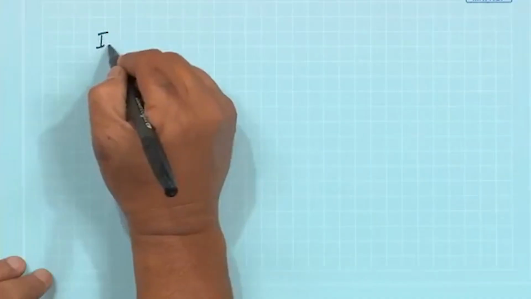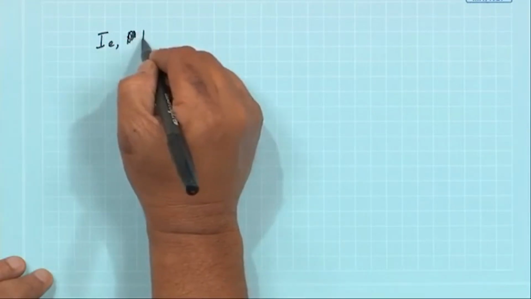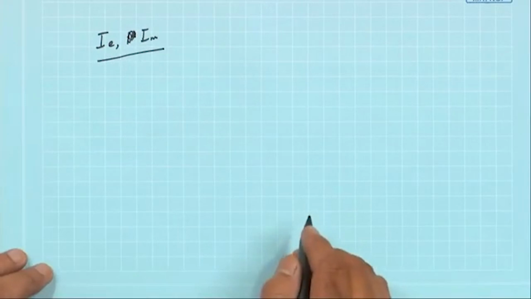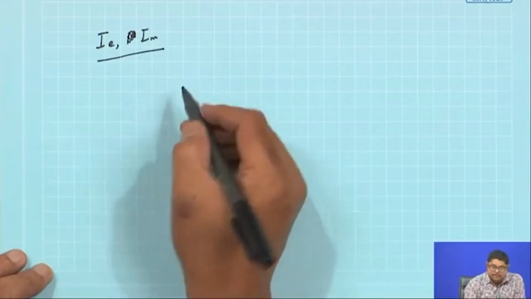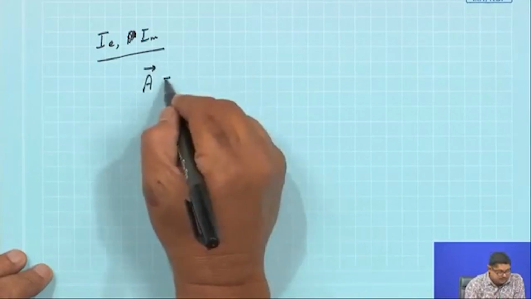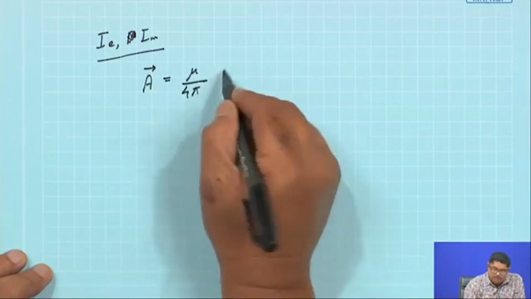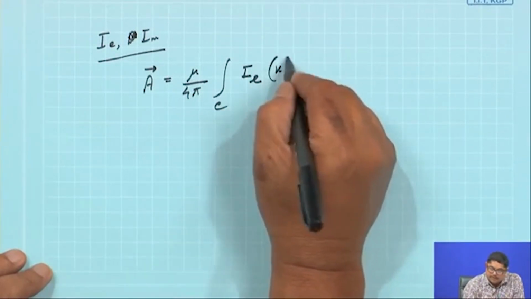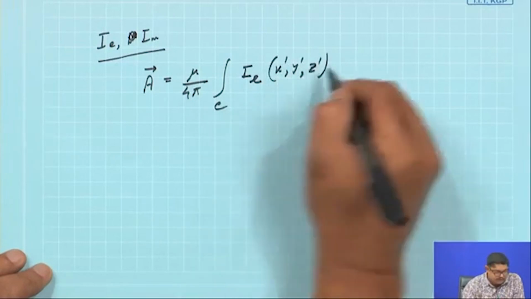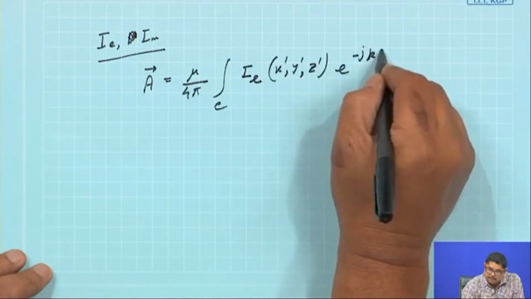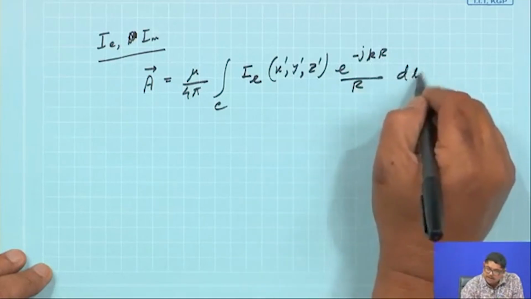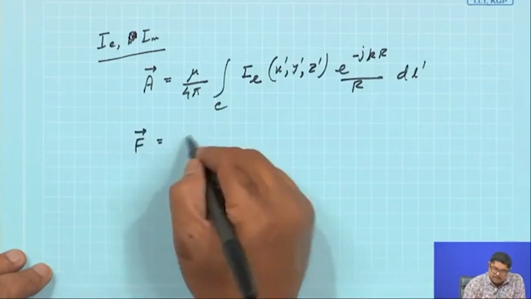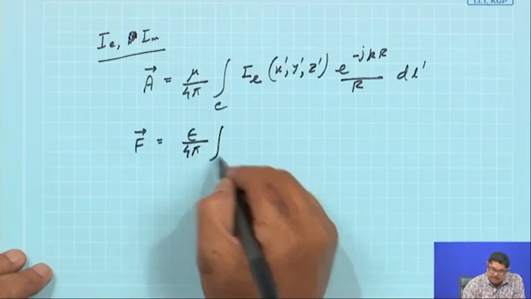Now, if we have electric and magnetic currents I e and I m, then the integrals will become line integrals. So, A is equal to mu by 4 pi integral of I e at x dashed, y dashed, z dashed, e to the power minus j k r by r, dl dashed, and F is equal to epsilon by 4 pi.